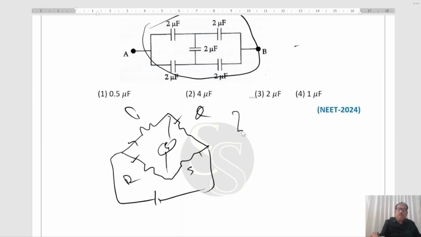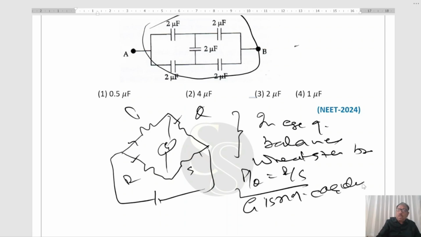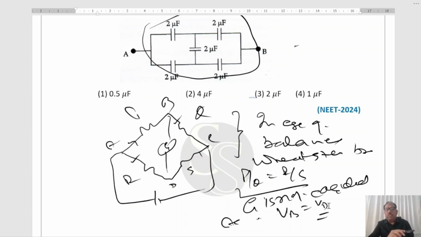PQRS, in case of balanced Wheatstone bridge. In case of balanced Wheatstone bridge, P by Q equal to R by S, then G is not considered, as this is A, B, C, D, as VB equal to VD. No current will flow through this.